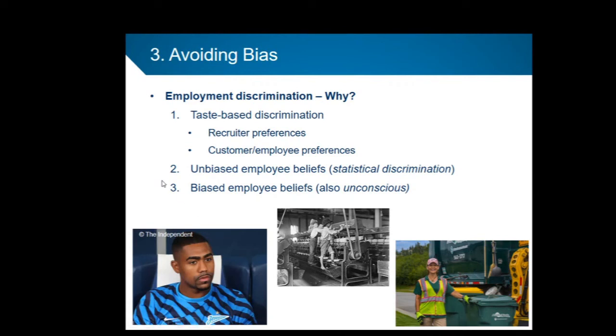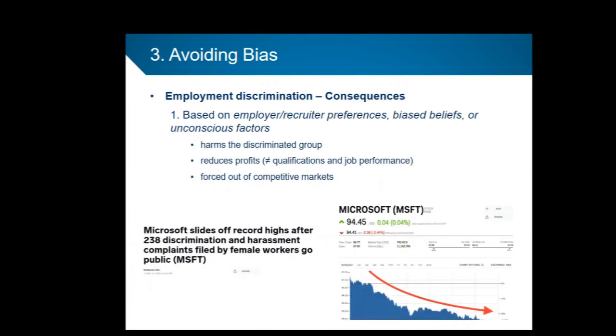Finally, discrimination can also be the result of biased employee beliefs. For example, an organization refusing to hire women as garbage collectors due to a belief that they are not strong enough to lift the bags. This is an example of biased employee beliefs. Important, of course, is that employment discrimination is not without its consequences, and the particular consequences of discrimination also depend on these underlying causes of discrimination we have seen here.